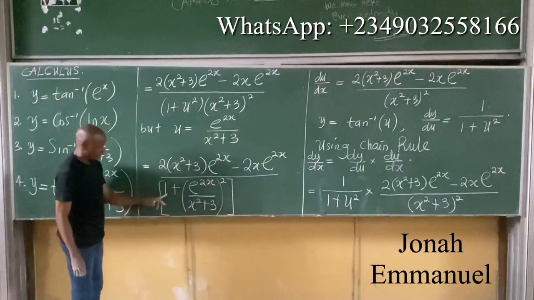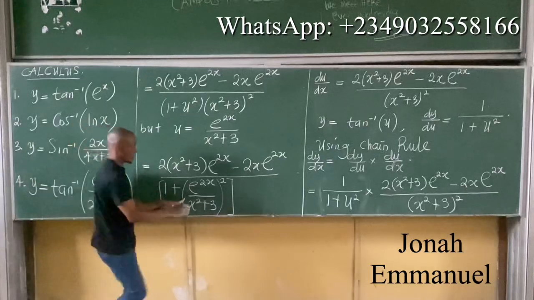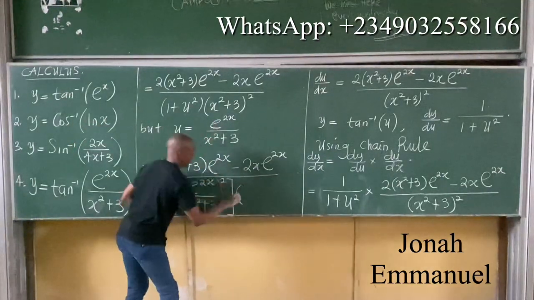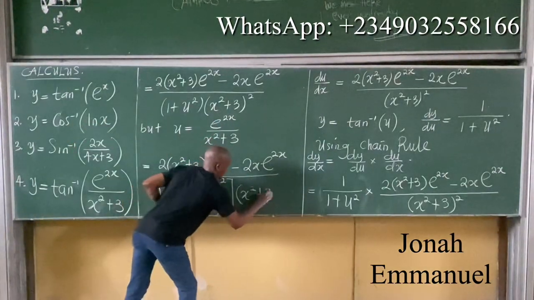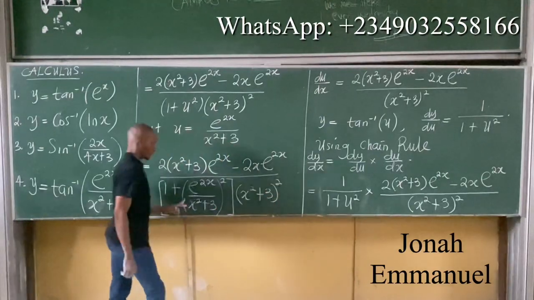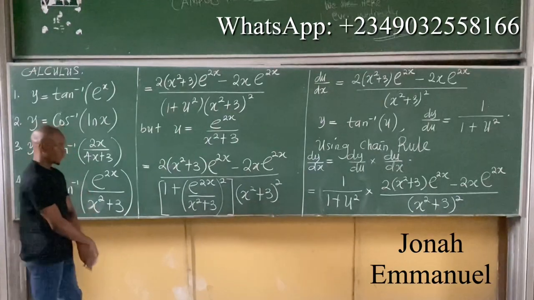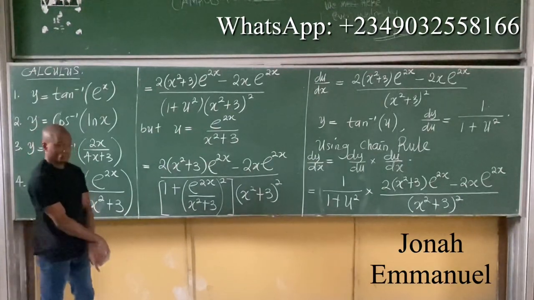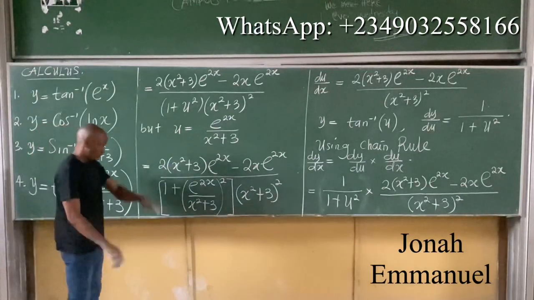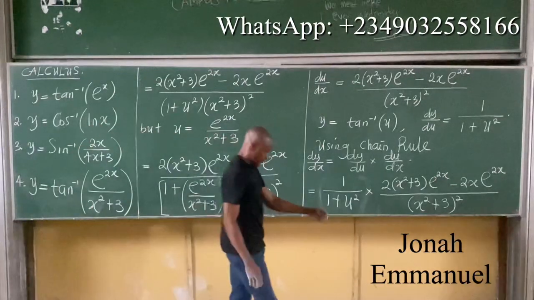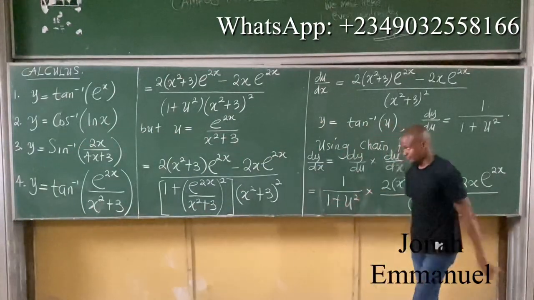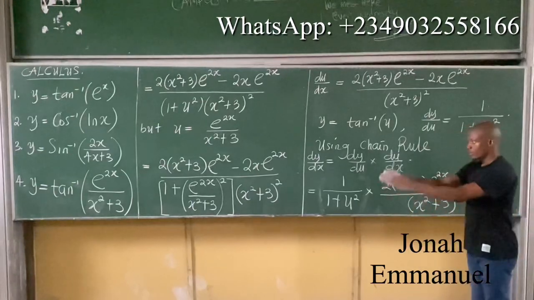This is now 1 plus u squared multiplying this one here, (x squared plus 3) all squared. Question, can this be simplified? Yes or no? Yes. How do you simplify this?